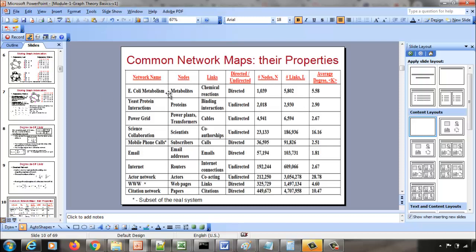Whereas the E. coli metabolism network is a directed graph involving 1039 nodes and 5802 edge links. So even though I did not represent it here, we are really calculating the average in degree or average out degree. This degree is meant for the undirected graphs, but since we also have directed graphs here, we have to say this is the average in degree or the average out degree. So divide the number of links by the number of nodes, and that will get you the average in degree as well as the average out degree.